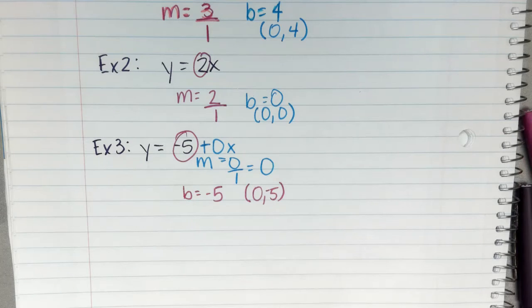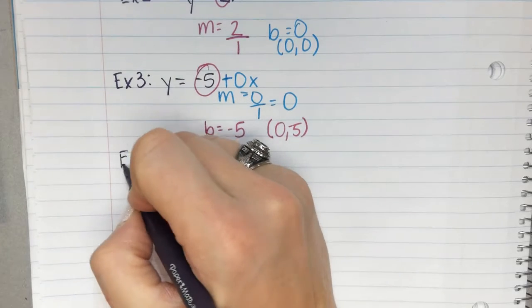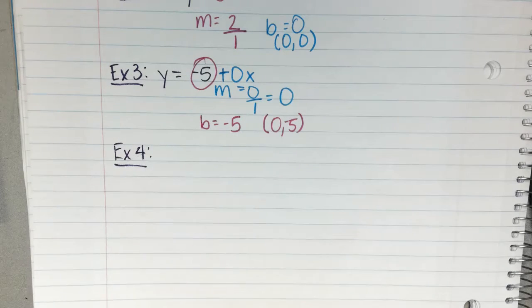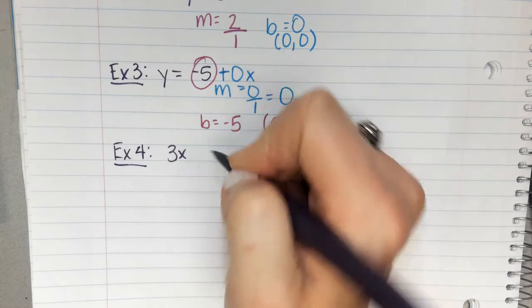Okay, so we're going to turn it up a little bit in difficulty here. We're going to do another one. So far today, all of our examples have already been in y equals form. So let's see what we need to do if we run into something like this.